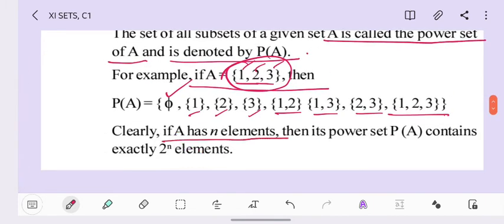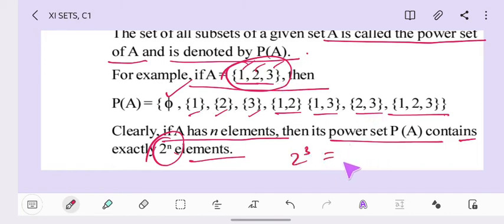Clearly, if A has n elements, then its power set contains 2 power n elements. Okay, that is, if it has 3 elements, it should have 2 power 3, that means 8 elements in the power set.